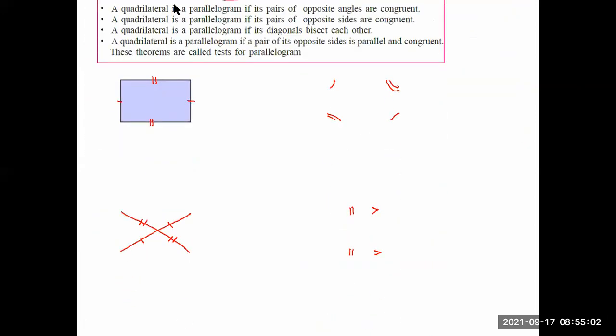Just check. The first property, again, use drawings. You can draw it out like this. A quadrilateral is a parallelogram if its pairs of opposite angles are congruent. When I say opposite angles, it means these opposite angles are congruent. Just look at the markings, how the angles are marked. So pair means pairs. That means both the pairs should be congruent. Then we say it is a parallelogram.